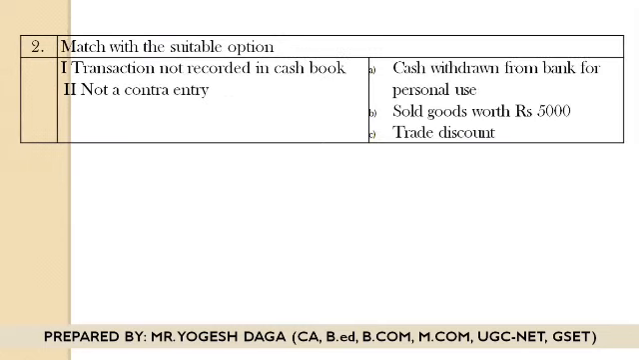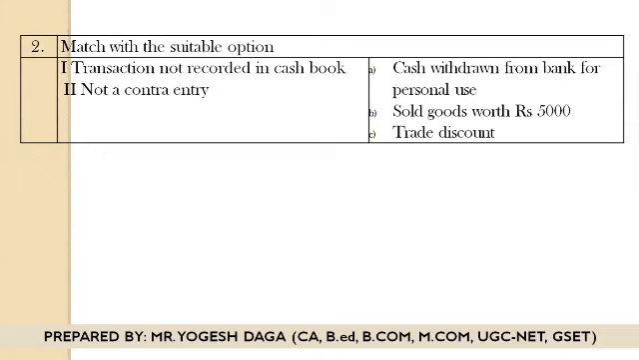Second question, match the suitable option. Transactions not recorded in the cash book, that is first, and second, not a contra entry. So out of these three options on the other side, you are required to choose the perfect. The A option which is given is the cash withdrawn from bank for personal use. B, that is sold goods worth rupees 5,000, and C, that is the trade discount. So you are required to choose the proper. So transaction not recorded in the cash book.